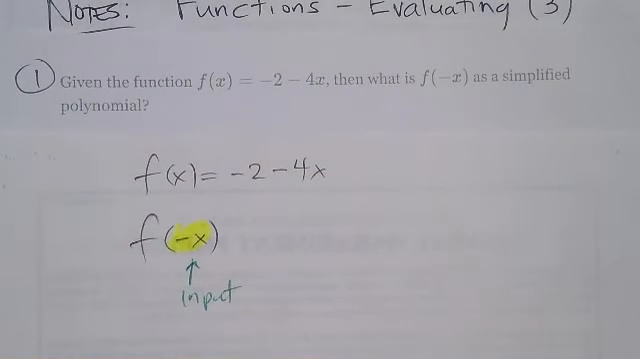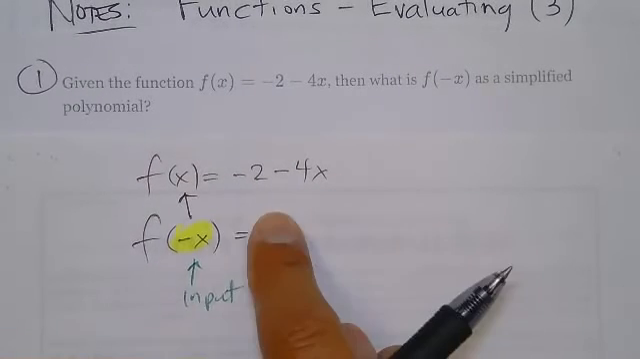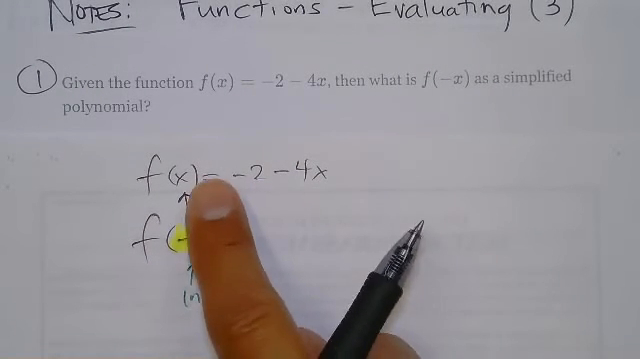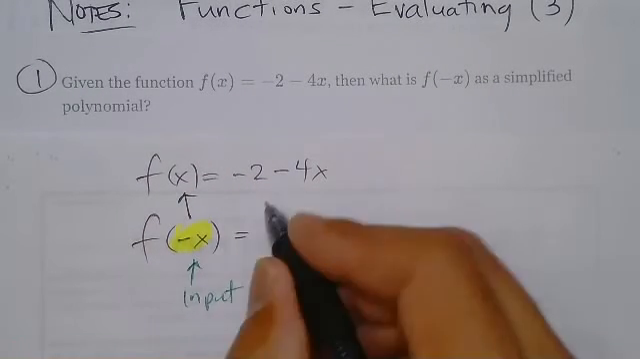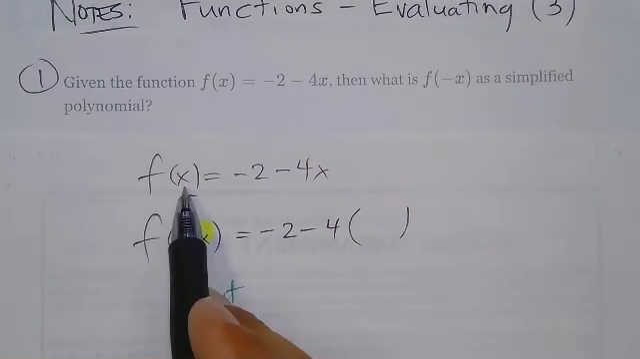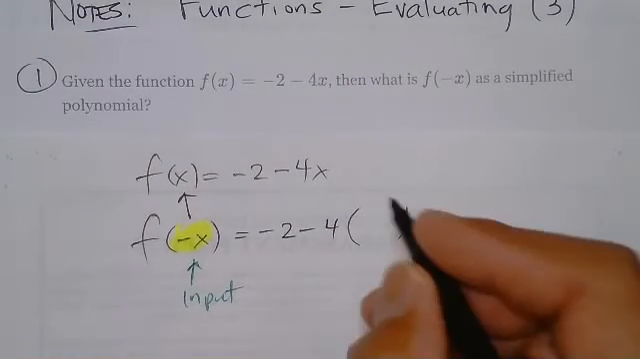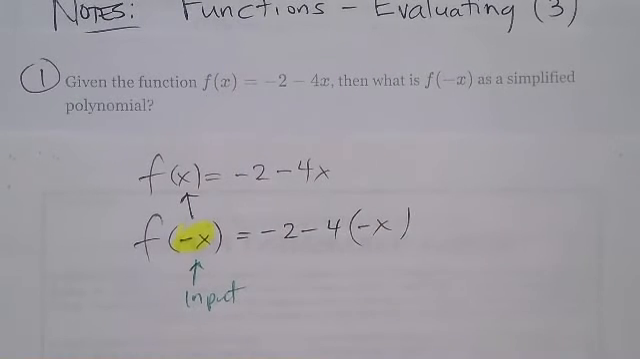So that means that I'm pretty much just going to copy this same function, but everywhere there's an x, you're going to change it to a what? You're going to change that x to a negative x. We did that yesterday, right? That was so easy. Okay. You guys agree with that?